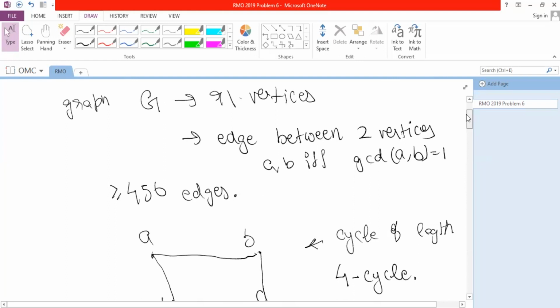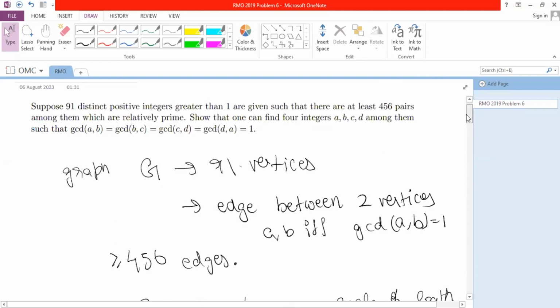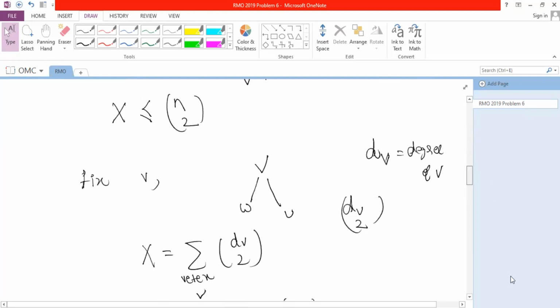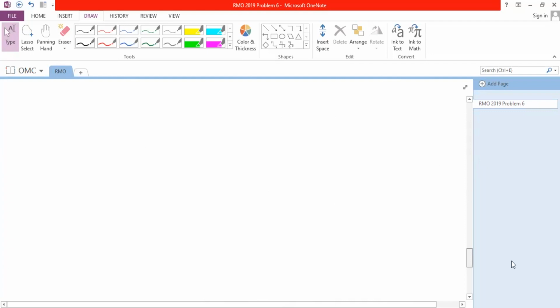So this is the graph theoretic solution to this problem, which I found more natural. I hope you like it. I will also explain the official solution to this problem. The official solution constructs a 91 by 91 grid.